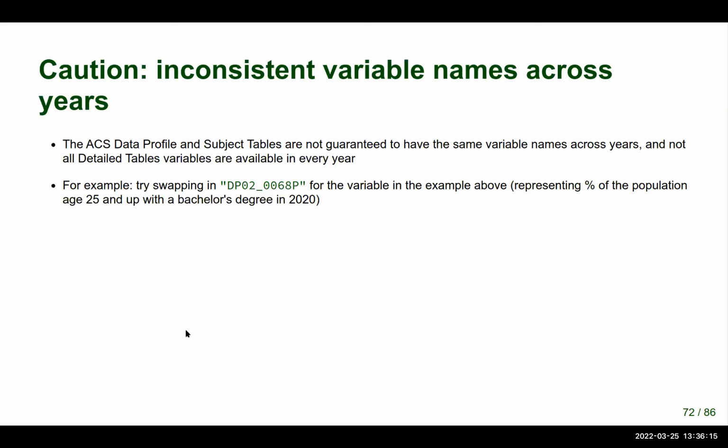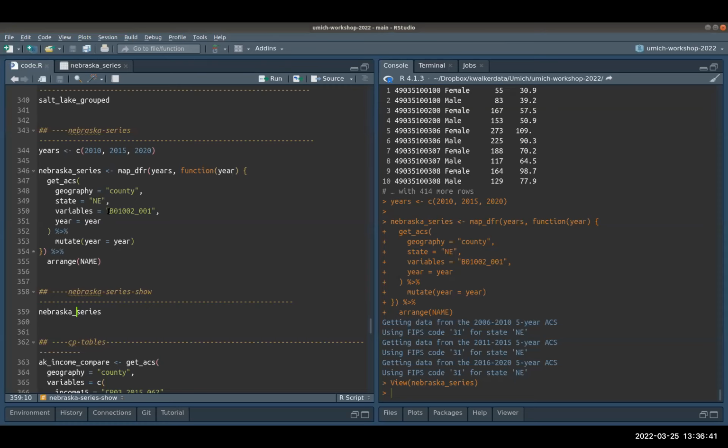Here's an example, and this is something that has bit me before when I was working on a client project, when I was updating all my code from 2018 to 2019. The data profile variable DP02_0068P gives you the percent of the population age 25 and up with a bachelor's degree in the 2016 to 2020 ACS. Let's swap this into our Nebraska series code as the variable.